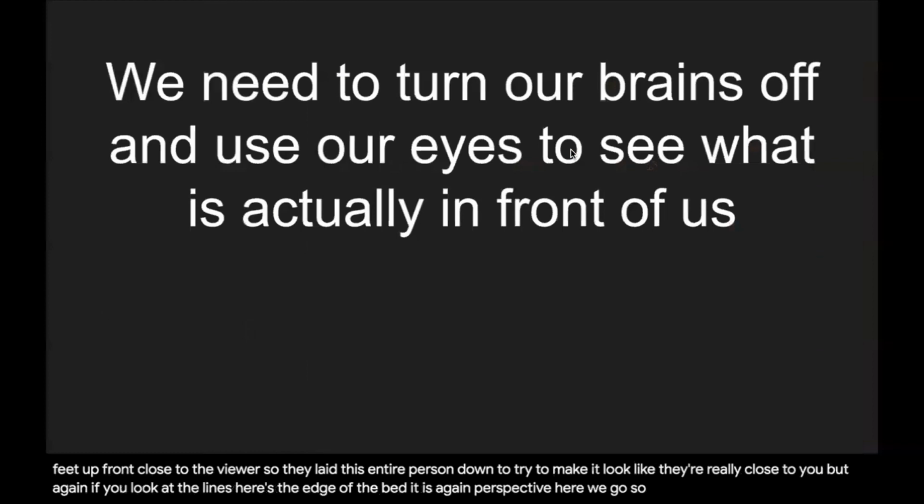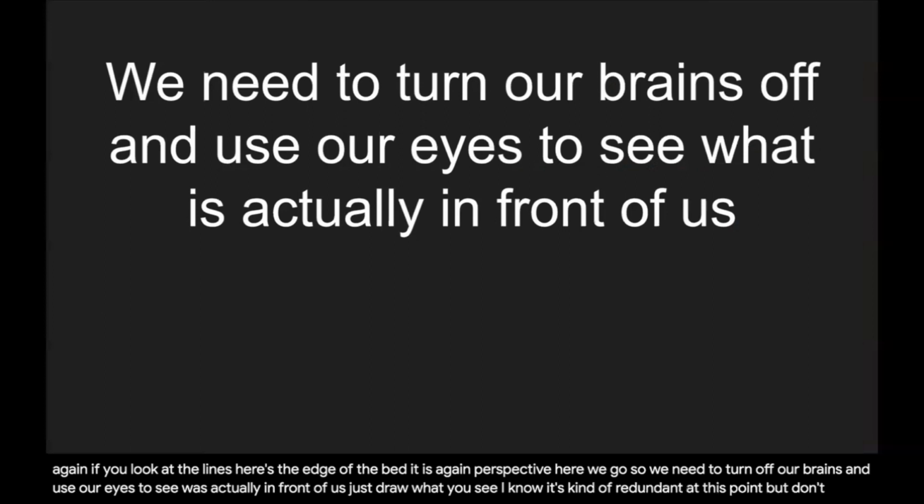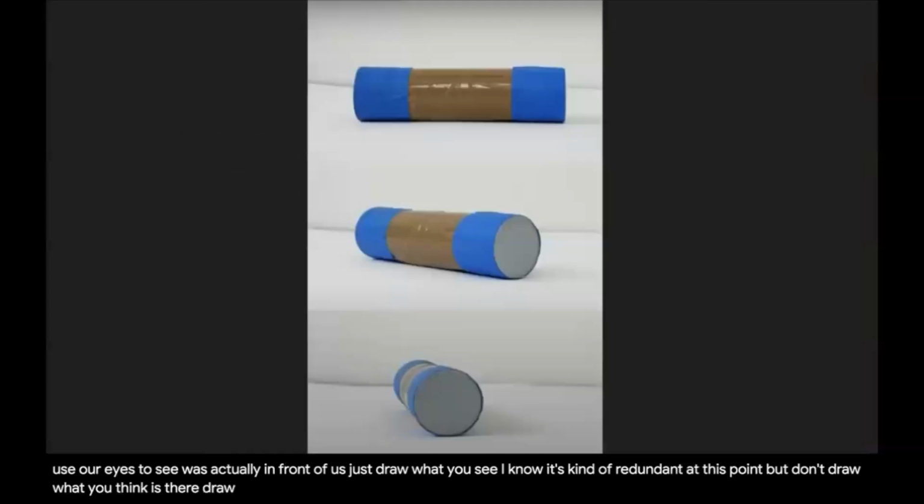Here we go. So we need to turn off our brains and use our eyes to see what's actually in front of us. Just draw what you see. I know it's kind of redundant at this point, but don't draw what you think is there. Draw what is actually there, right? So here's a paper towel. No, it's not really, it's just a towel, I guess. It's rolled up.